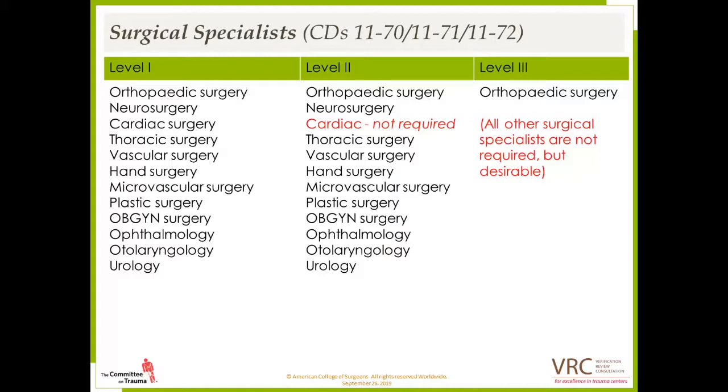And as I referenced before, these are the surgical specialties that you would need to have for each level. So for L1, that would be, of course, orthopedic and neurosurgery, cardiac, thoracic, vascular, hand, microvascular, plastic, OBGYN, ophthalmology, otolaryngology, and urology. I won't read the whole list again, of course, for level 2, but it's basically all of those with the exception of cardiac. Cardiac is not required for a level 2.